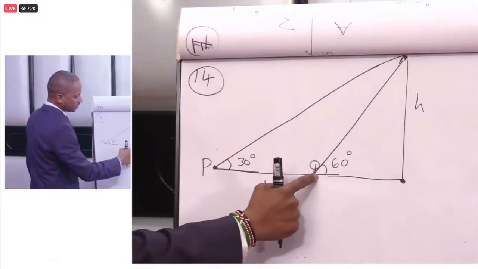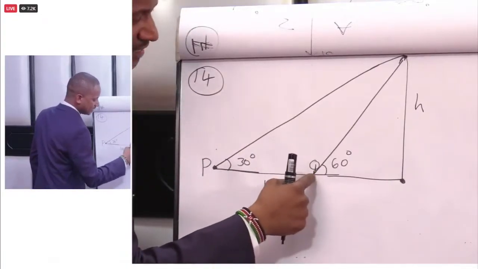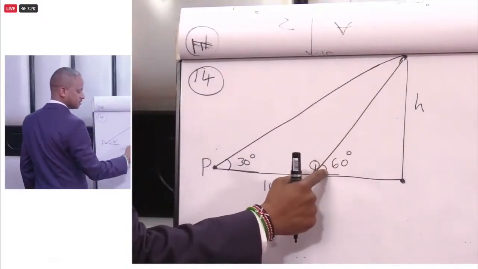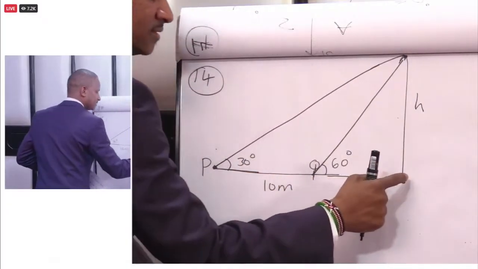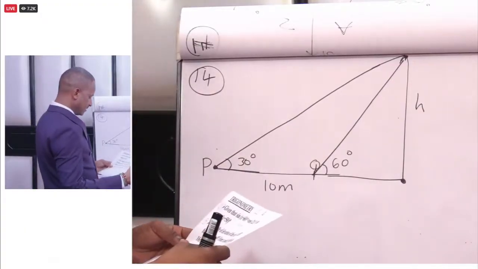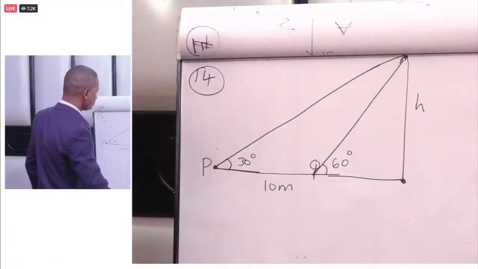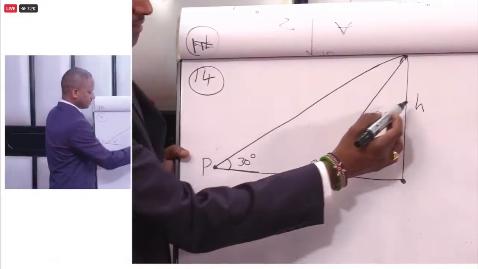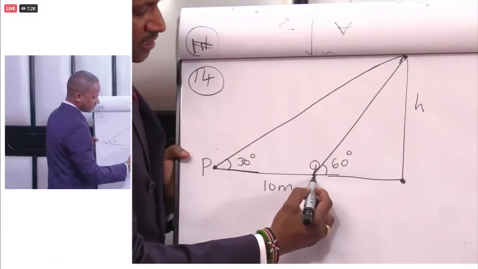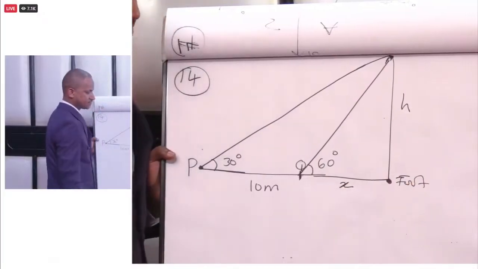Then you are told a point Q, 10 meters from P. If you stand here and look at the angle of elevation towards the base of the cliff, the foot of the cliff, it is 60 degrees. Calculate the height of the cliff. Now, you have the height, you have this adjacent. So from Q to the foot of the cliff, let's say it is X.